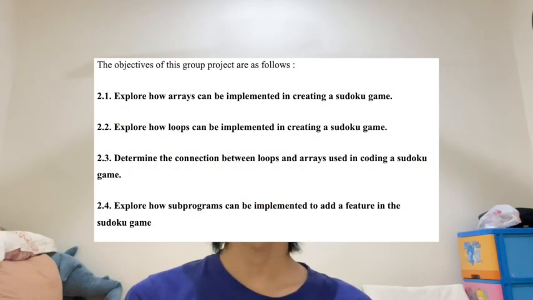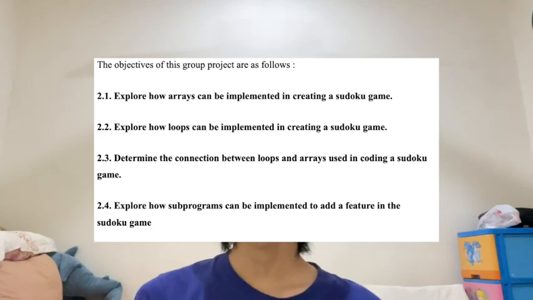There are 4 main objectives that are taken into account in the making of our group project, the Sudoku game. The first one is to explore the implementation of the loop function in Python in making our game. The second one is the implementation of the array function. The third one is to determine the specific loops and array functions that are used and their connection to making the game. And the fourth one is to explore the usage of subprograms and how they could be made to add more features into the existing game.